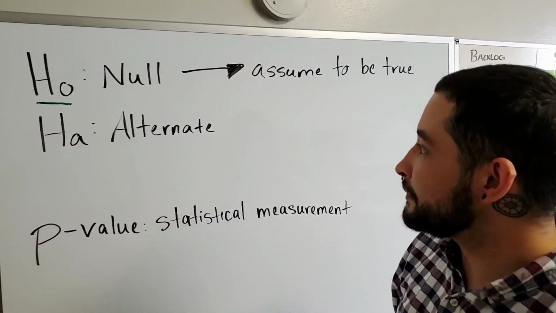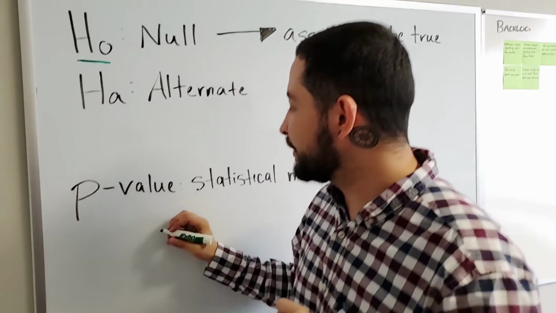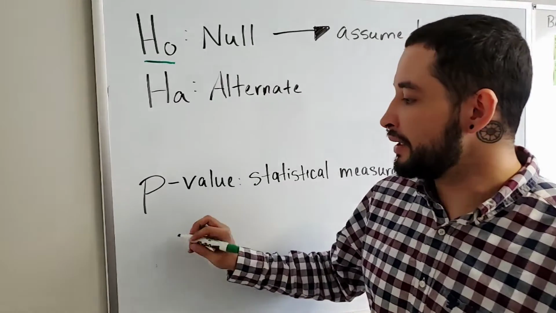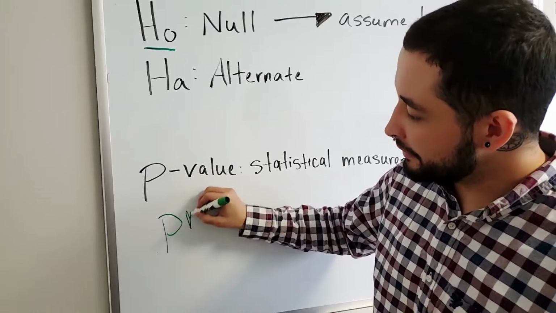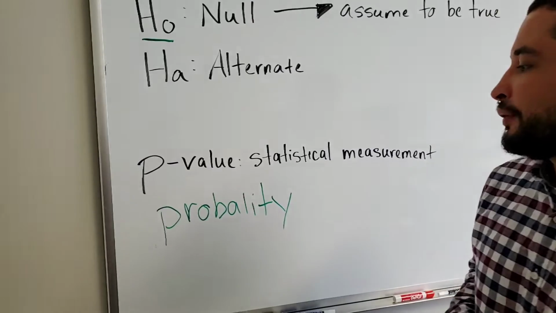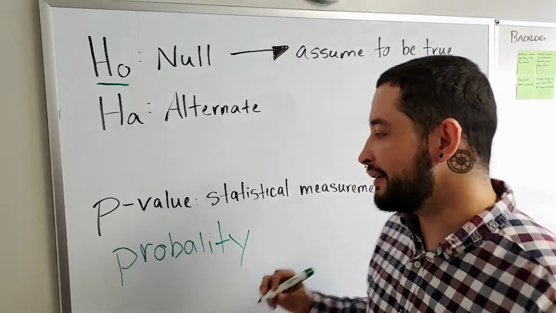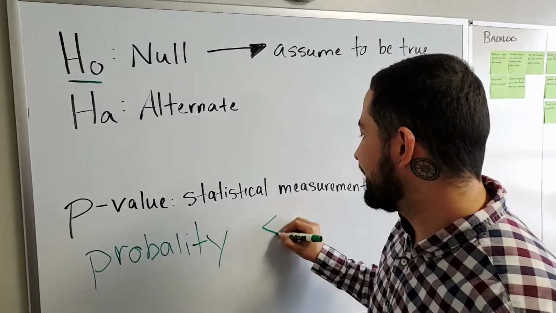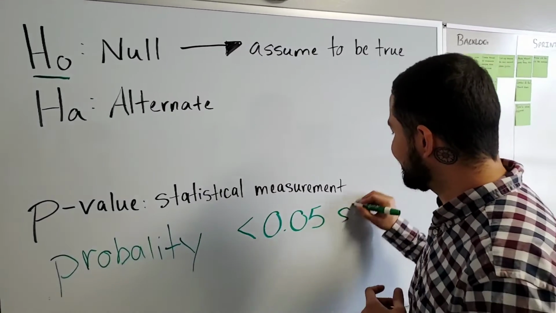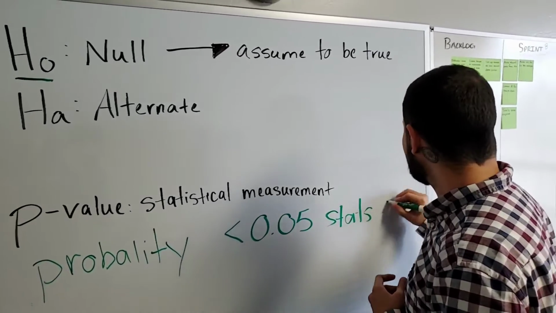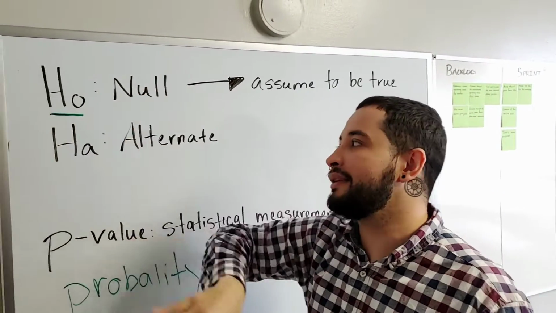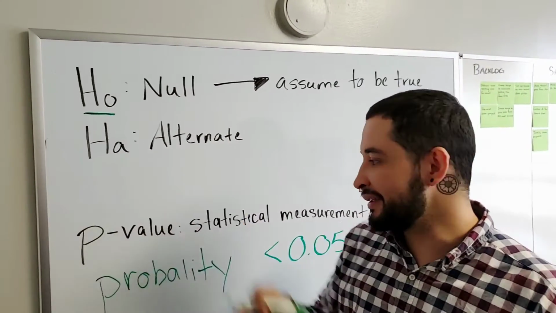So what is a p-value? You'll always be hearing it referred to as a p-value, but it actually stands for probability value. And so, in academia, you'll usually hear that a p-value that is less than 0.05 is statistically significant, which means that then you can reject the null hypothesis and accept the alternate hypothesis.